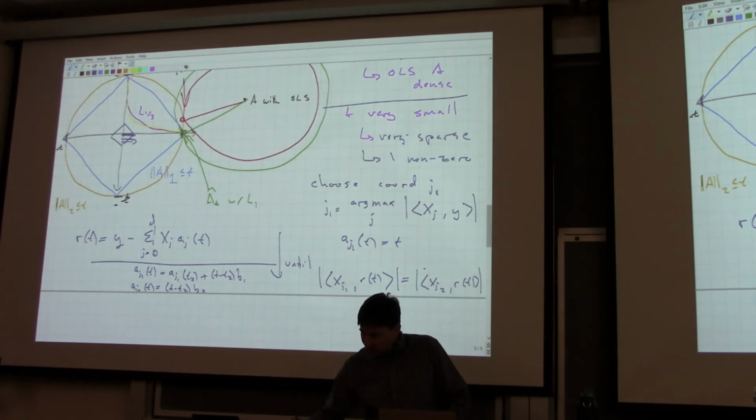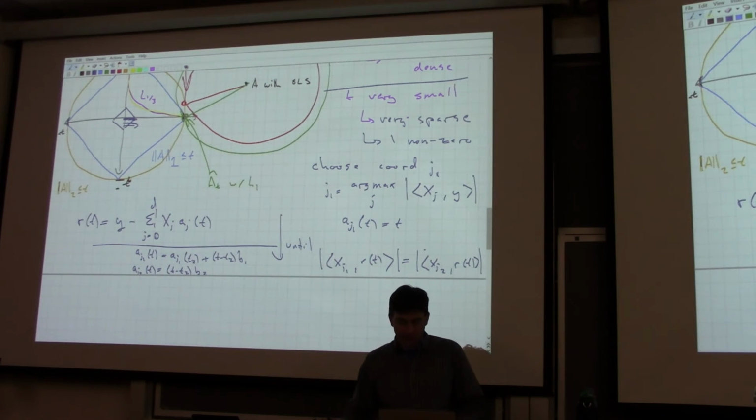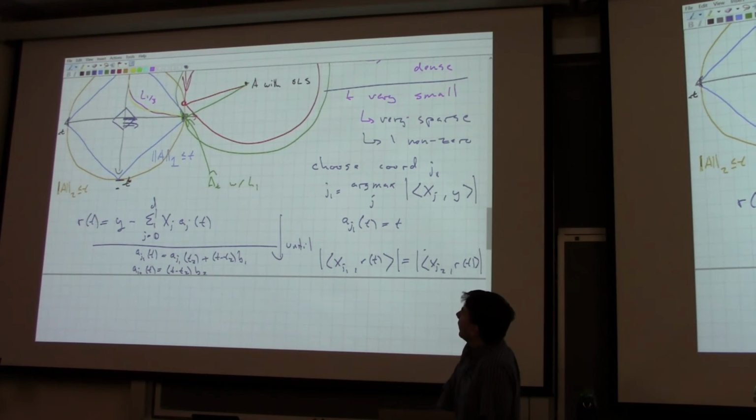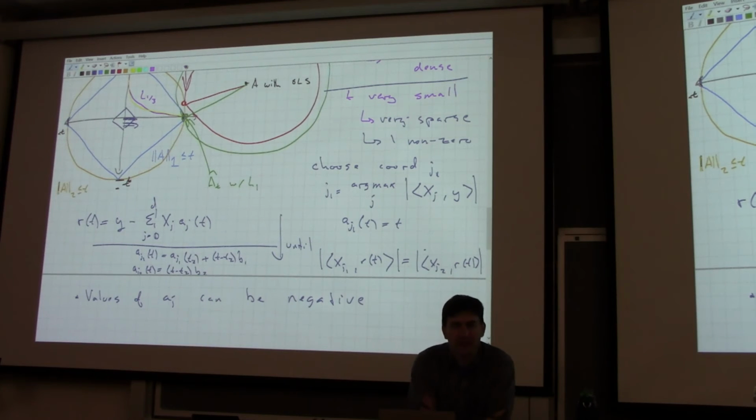So this process, which I kind of sketched over here, is called least angle regression. There are a couple of things worth pointing out. Values of AJ can be negative. This should make sense. If you're doing linear regression, your coefficients can be negative if that coefficient is negatively correlated with what you're predicting.